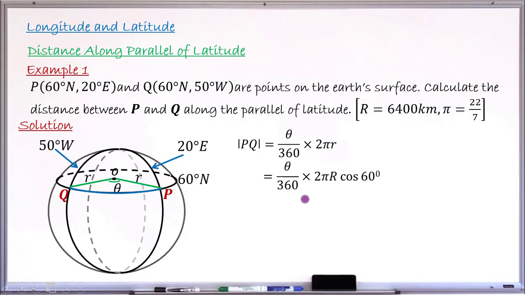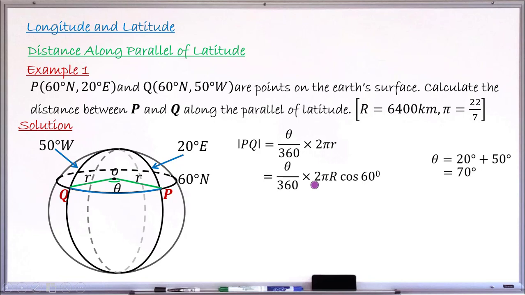So substituting now, I'll have my theta. You can see theta, which we said is the difference in their longitude, 20 east and 50 west, in different directions. So we add 20 and 50 to get this theta. So my theta will now be 20, that is this longitude, plus the 50, which is this longitude, because they are in different directions, east and west. So I add, and that gives me 70.